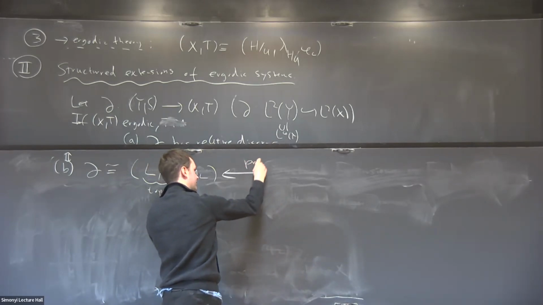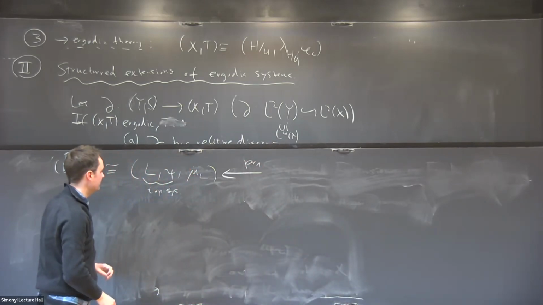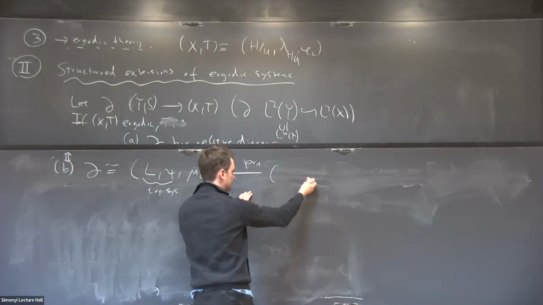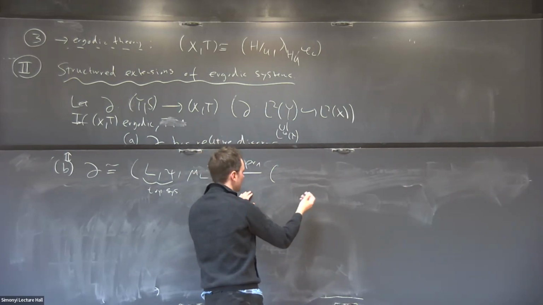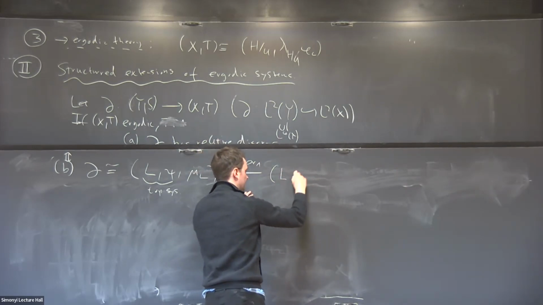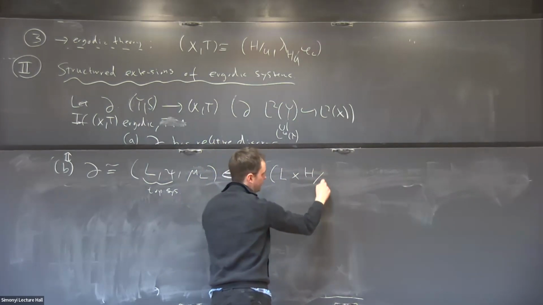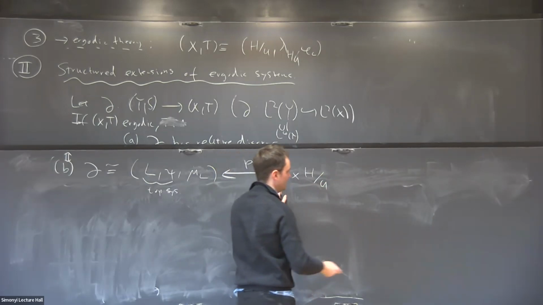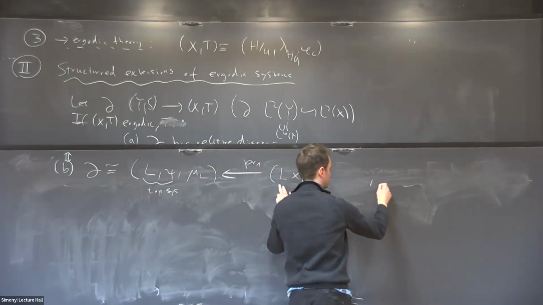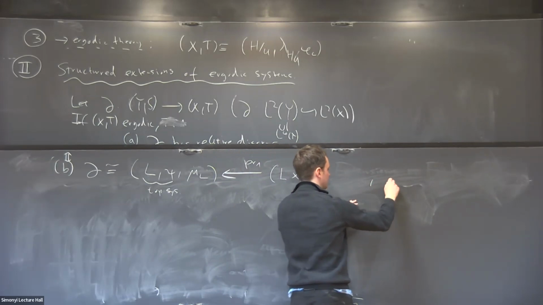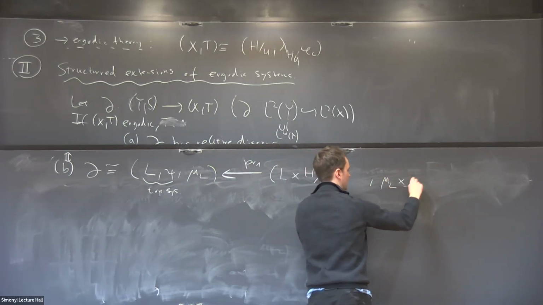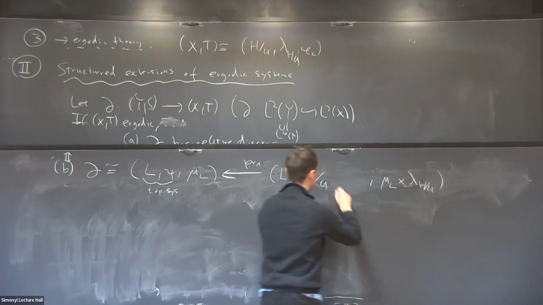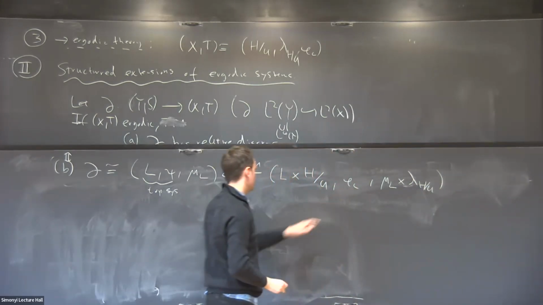The extension is just given by a projection onto the first component, and the system X, T is given essentially as a space by a product. So again, I have this homogeneous space, and I take the product with my space L, and the same I do with the measure. The measure is just my measure on L and the H measure on the homogeneous space. The only thing where I have to be careful is with the dynamics.